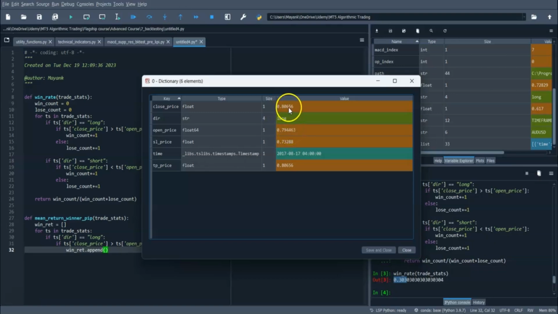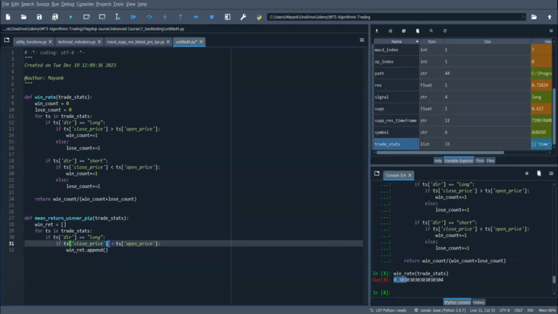0.7944, we go to 0.8065. So that's around 120 pip return. So 56 pips would take me to 0.8000 and then 56 and 65. So yeah, around 120. So we'll have to subtract 0.794463 from 0.80656. So let's do that. TS close price minus TS open price.